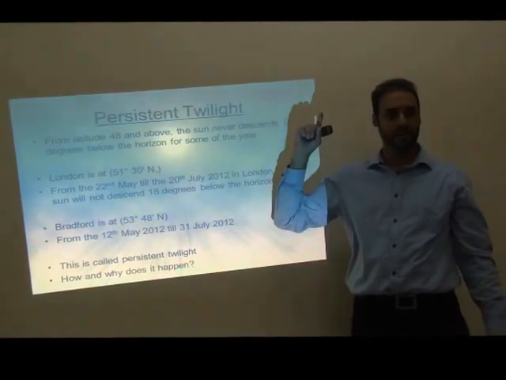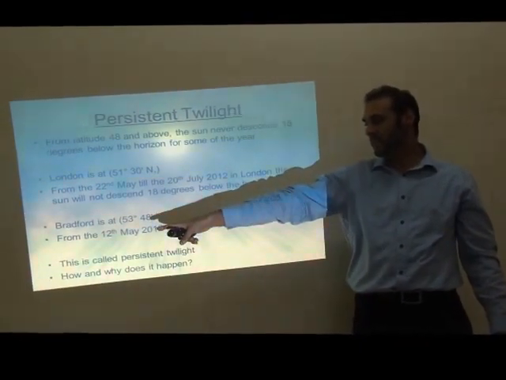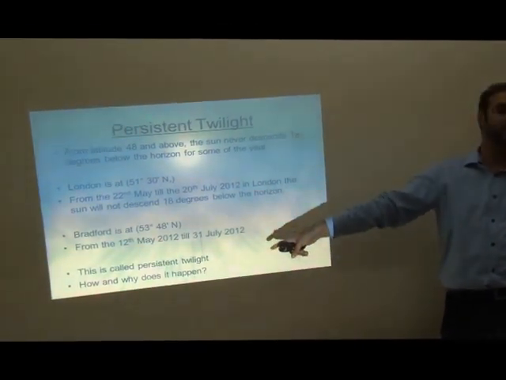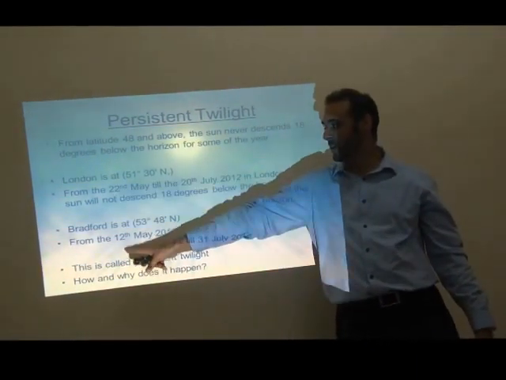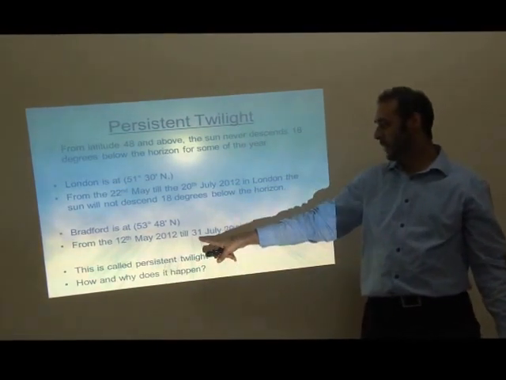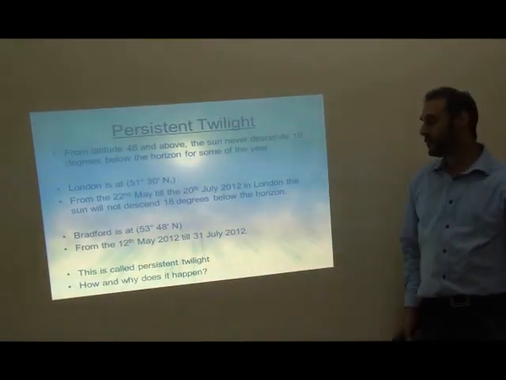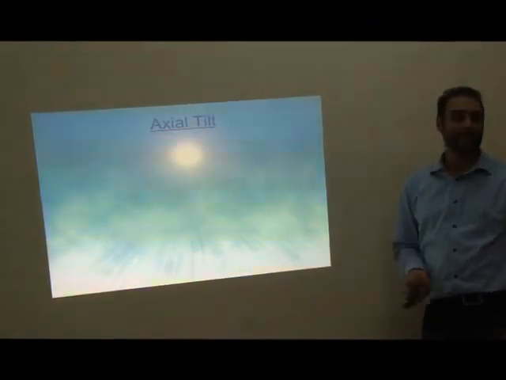Bradford is north, higher up. It's at 53 degrees. So from the 12th of May till the 31st of July, so it's even more days. The 22nd and the 12th. And it's longer this way as well. So how does this happen?